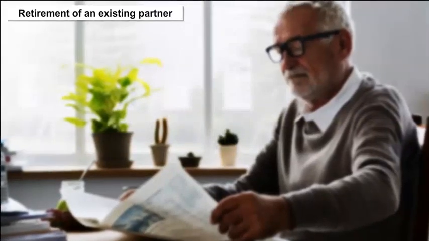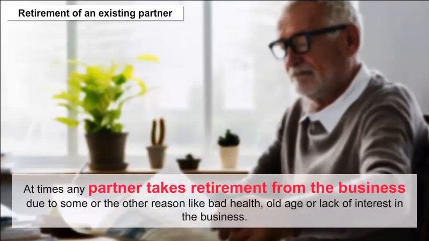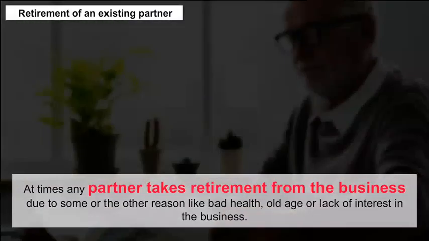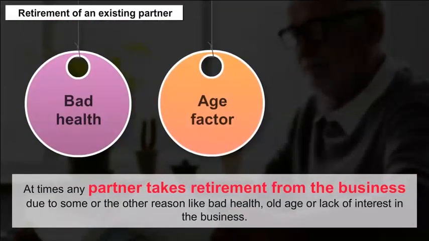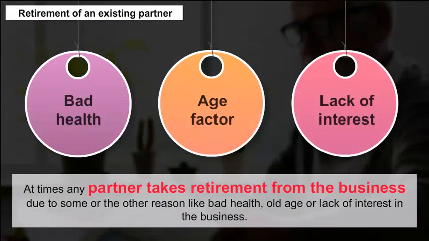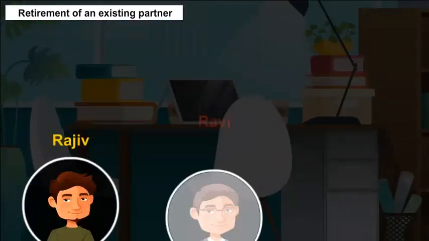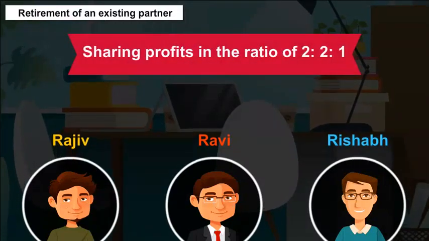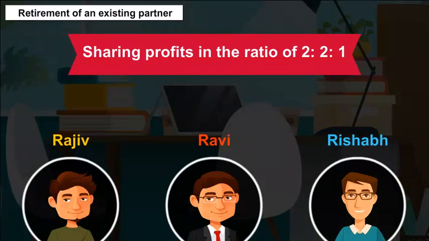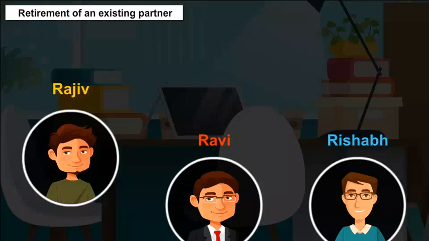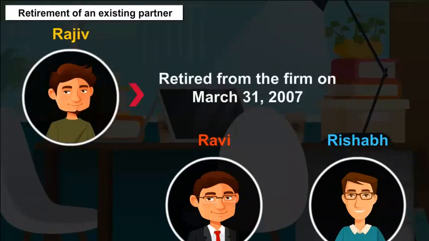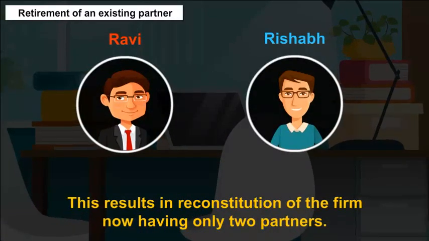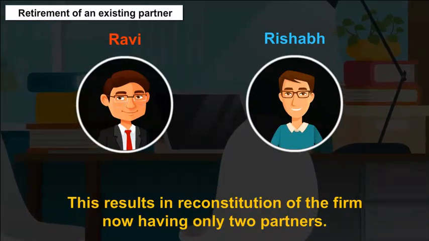Retirement of an existing partner. At times, any partner takes retirement from the business due to some or the other reason like bad health, old age, or lack of interest in the business. For example, Rajiv, Ravi, and Rishabh are partners in the firm sharing profits in the ratio of 2:2:1. On account of illness, Rajiv retired from the firm on March 31, 2007. This results in reconstitution of the firm now having only 2 partners.